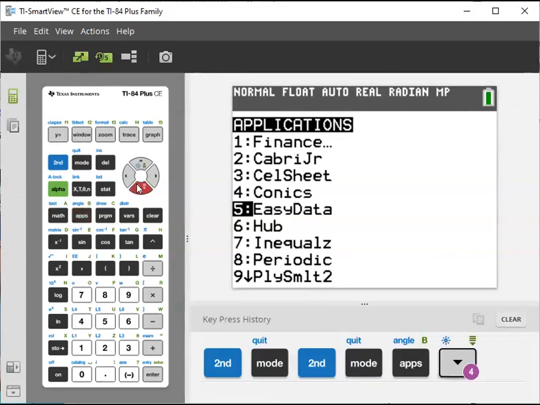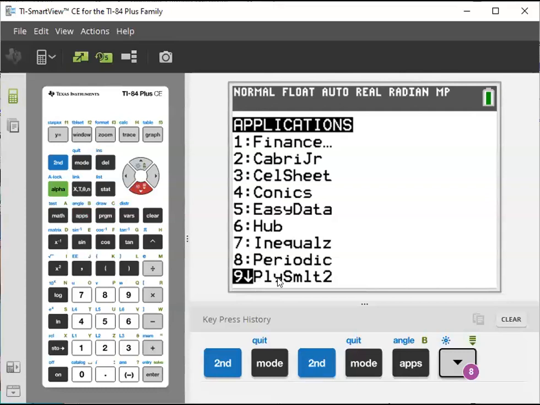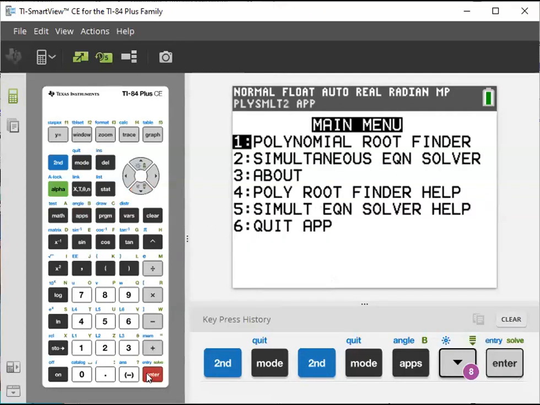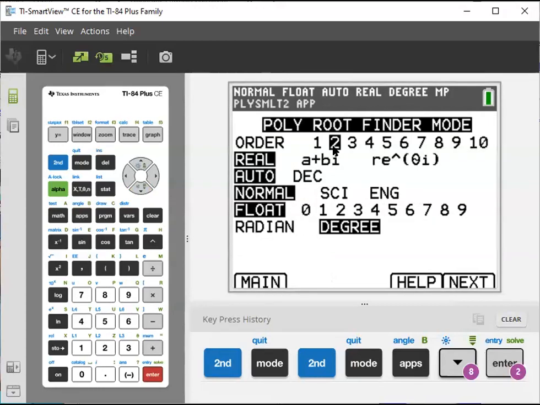On mine, that's number 9. If you've got a fat calculator, I know a lot of the fat calculators, it's further down the list. So that's PlySmlt2, and then you want to hit enter, poly root finder. And then I do want to have order of 2 because the highest power is an x squared. So I would hit next.